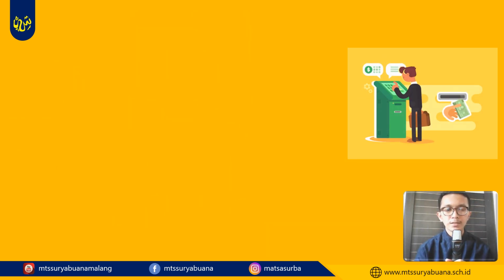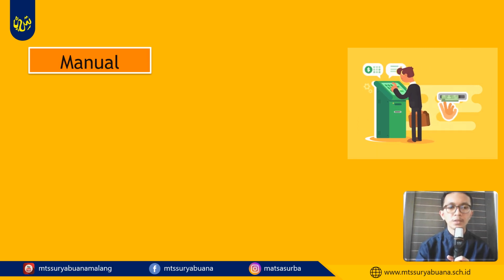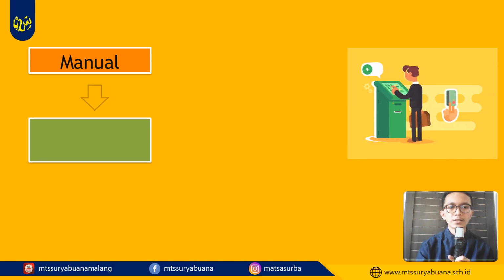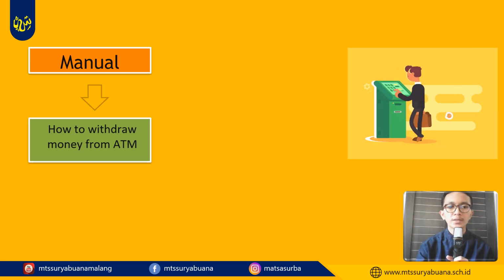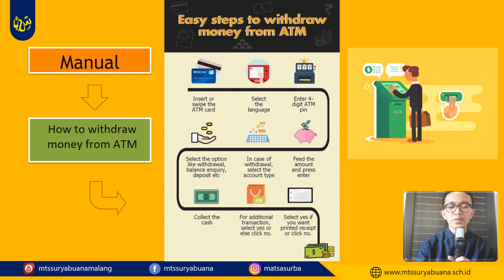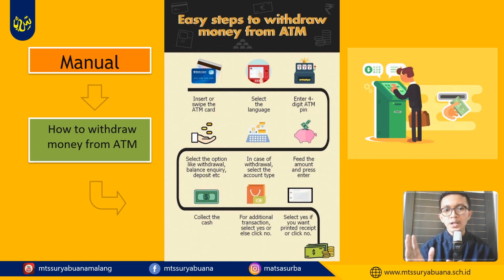Alright students, in the next slide I will show you an example of procedure text, especially a manual. The goal of this manual, entitled How to Withdraw Money from ATM or Automated Teller Machine. This is a machine usually in a wall outside the bank. I think you're already familiar with this machine. Easy steps to withdraw money from ATM. I hope after you read this text and watch this video, of course, you can use this ATM properly.